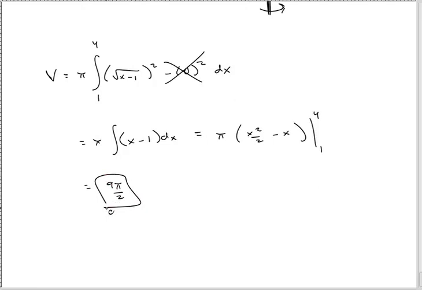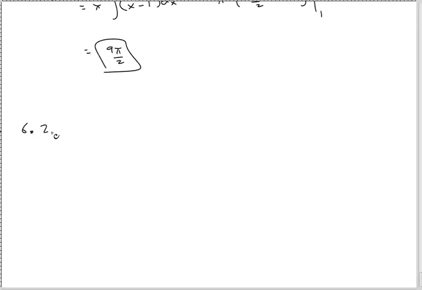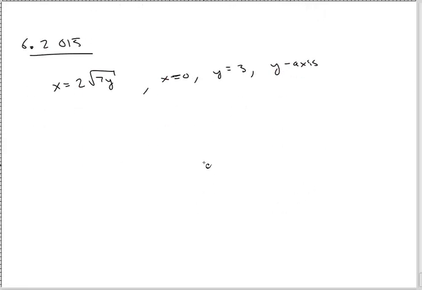Okay. Now they want to throw some weird problems at us. x equals 2 square root of 7y, and x equals 0, and y equals 3. And they want to go about the y-axis. Let's draw the picture. So x equals, you know what? I'm not very good at drawing this stuff. Here, come on. Go ahead and tell me, what does this shape look like? Well, you've got to do some math, and then you can figure it out. And oh my goodness, it's a parabola.